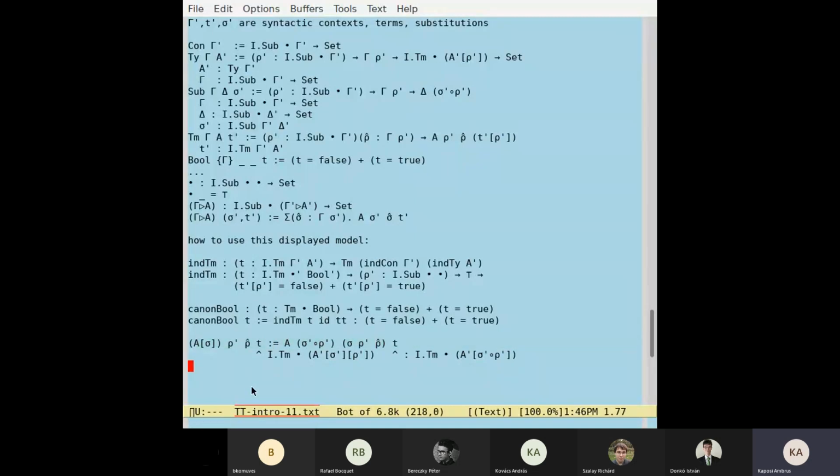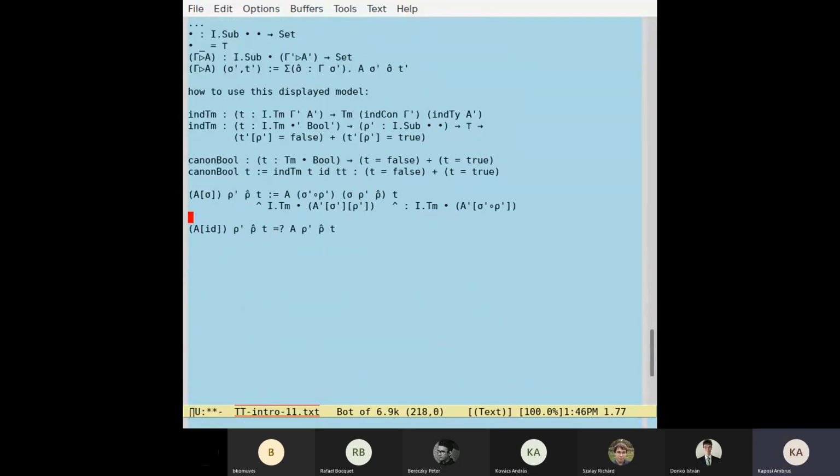And you know, when I define this displayed model, I need to check whether all the equalities hold. So for example, I need to check that A with ID is equal to A. Okay, so let's check this. So we need to check that this is equal to this where I don't use the ID. Okay, I cannot check it yet, because I need to define the interpretation of ID.